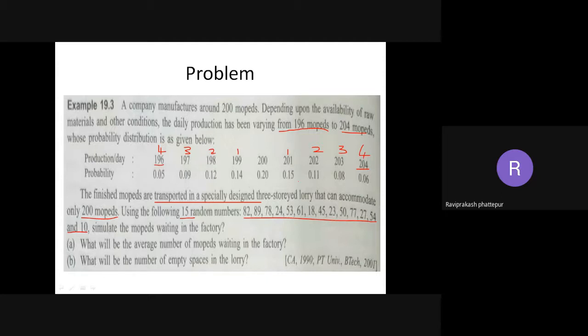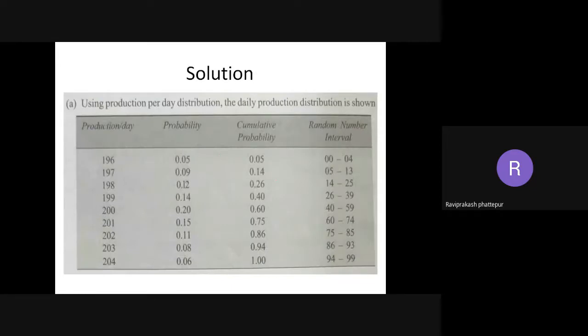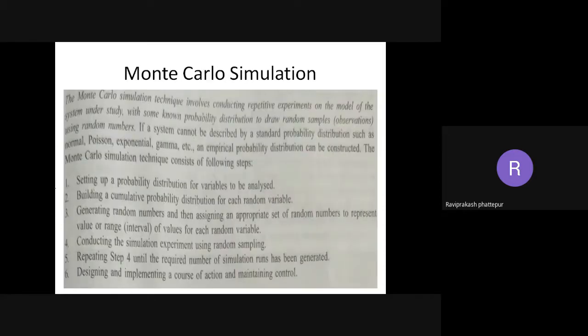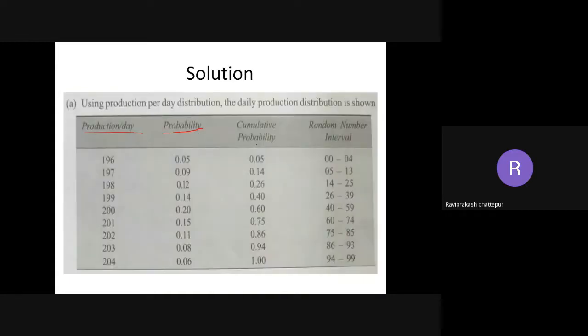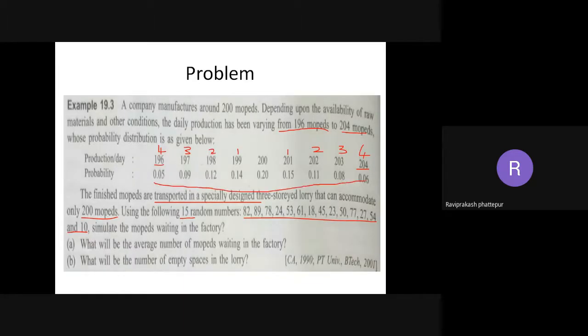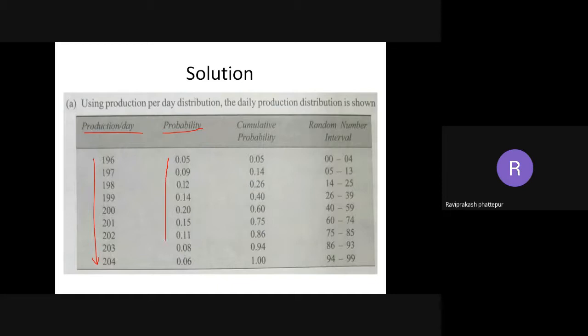So now let's see the solution. So first what we need to do? So first we need to write production per day and probability. Okay, then if you see here, cumulative, there was some word here somewhere. Generating random, yeah, building a cumulative probability distribution. So that is what we are doing now. So the probability is a cumulative probability. So everything from 196 to 204 is written here under production per day. Then for the probabilities, they are already given here. The probabilities are written again in front of those particular production per day values.